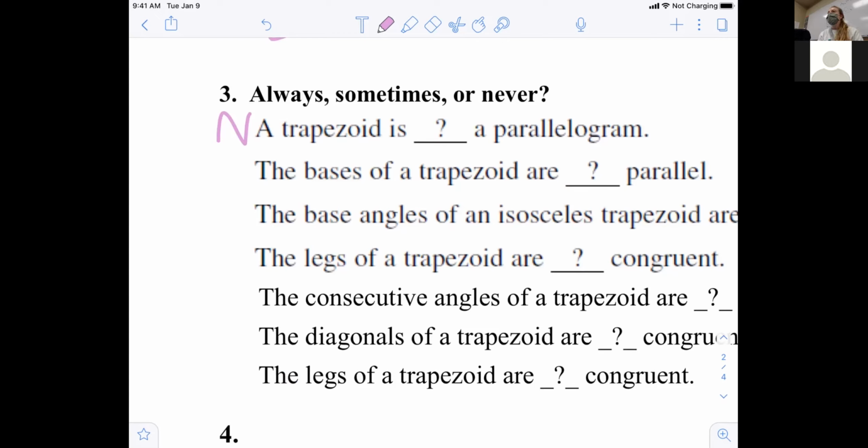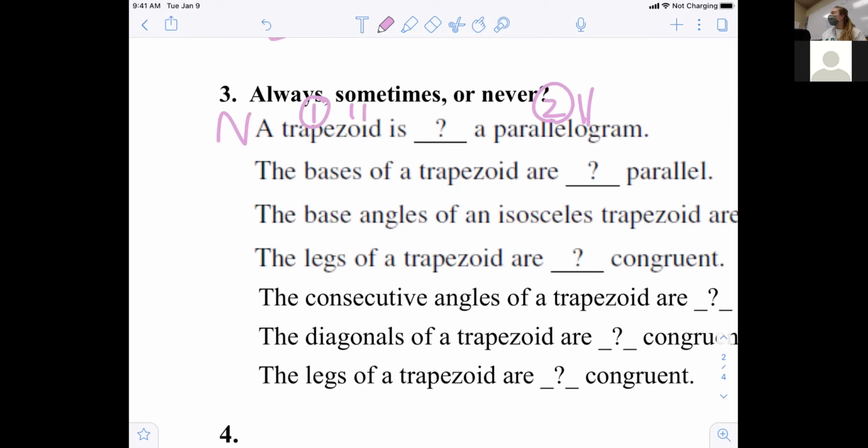How many parallel sides does a trapezoid have, Kate? One. And then how many pairs of parallel sides does a parallelogram have? Two. So that's why. Very good. Exactly what you're saying. Is that what you're going to say, Cooper? Awesome. All right. Somebody else.